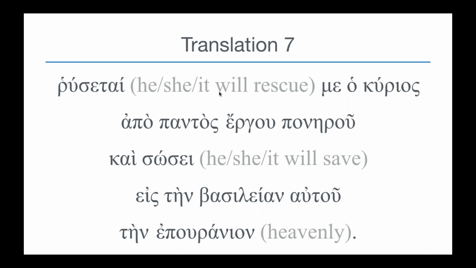Ho Kyrios is the subject. The Lord will rescue me. Okay. Then there's a prepositional phrase, from every, or all. I use every. So this is just me: whenever it's singular, I use every, and whenever it's plural, I use all. That's just me, but all would work. But every deed evil, so evil deed.